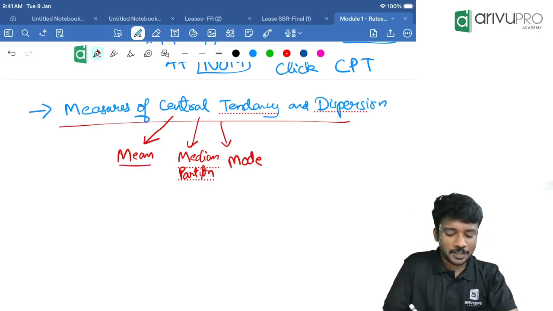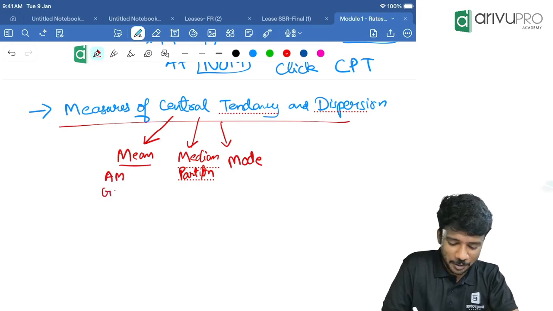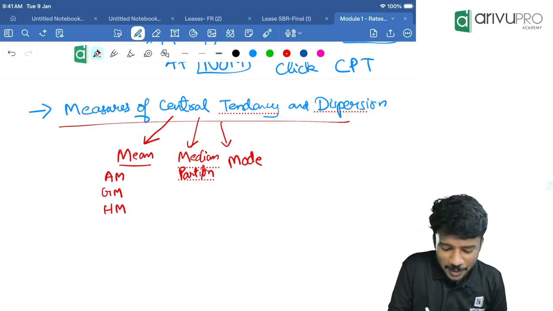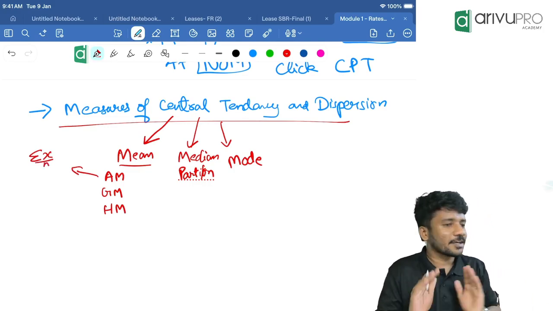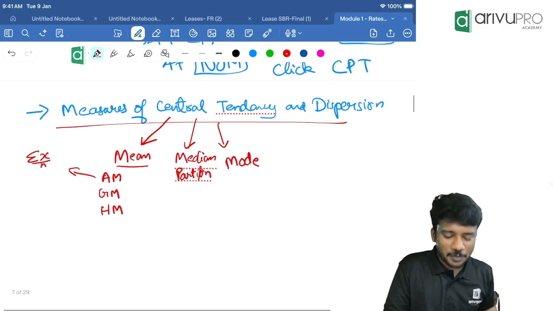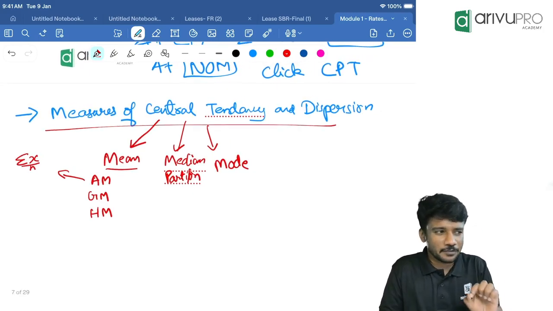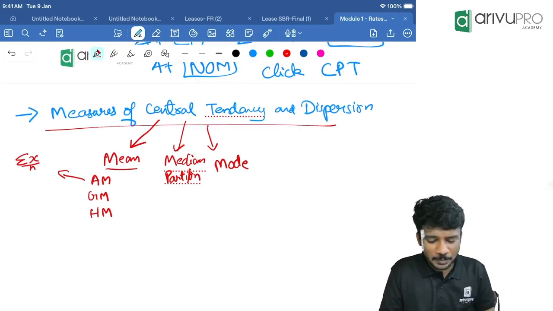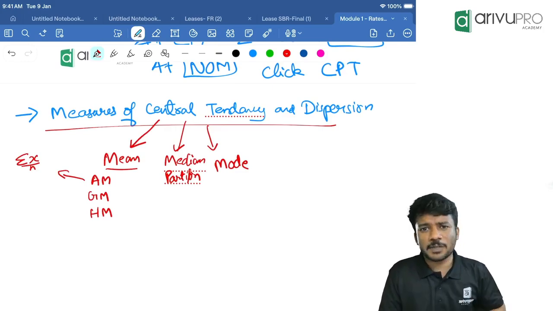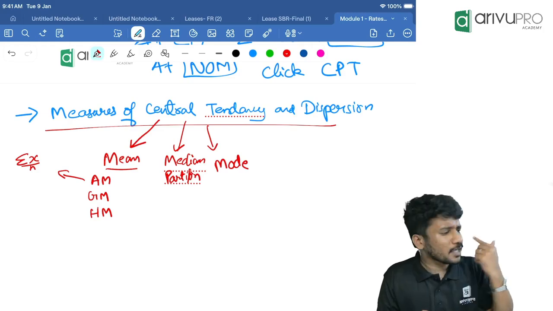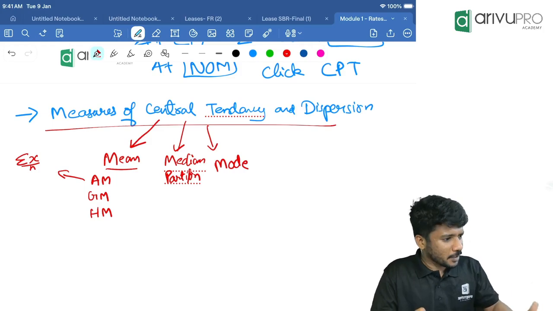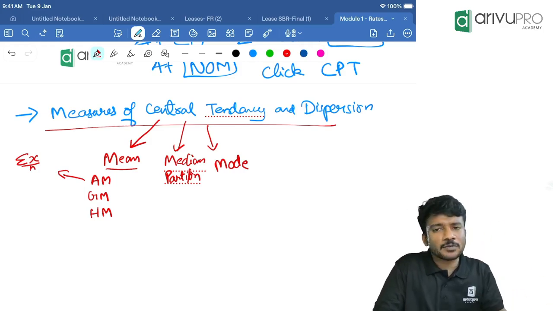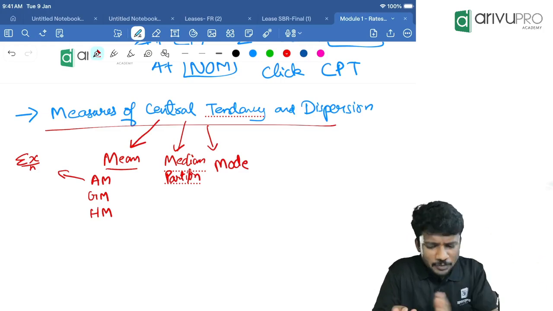Mean means what? There can be arithmetic mean, geometric mean, and harmonic mean. That we might learn. Arithmetic mean formula is always the same: sigma x divided by n. Here also it is the same. Then geometric mean formula, there is a small difference. I'll write it in terms of rate, but we will discuss it. Then harmonic mean also has a formula. We will use that formula to get the answer. Then median and partition, the regular formula of median and the partition accordingly we will put. Then mode means what? The most repeated value. That also we will put.